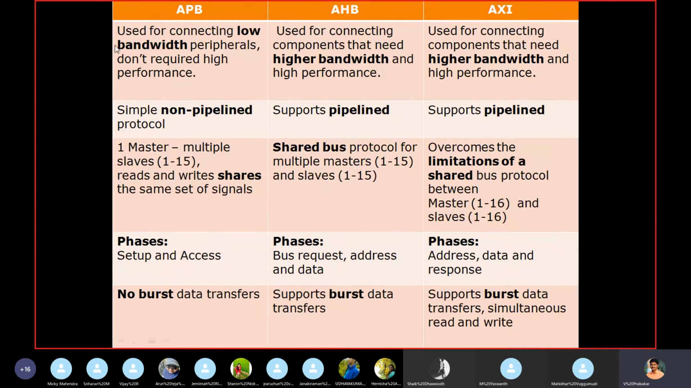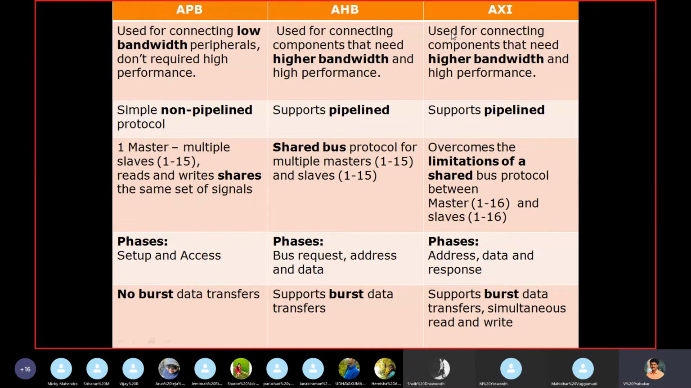These are the few major differences between the protocols. Here I mentioned APB, AHB, and AXI. APB is used for connecting low bandwidth peripherals. So it is only applicable for low bandwidth requirements and doesn't require high performance. And AHB is used for connecting components that need higher bandwidth and high performance. Where we need higher bandwidth and high performance, we have to use the AHB protocol. That's why we are using the AHB protocol inside the core.